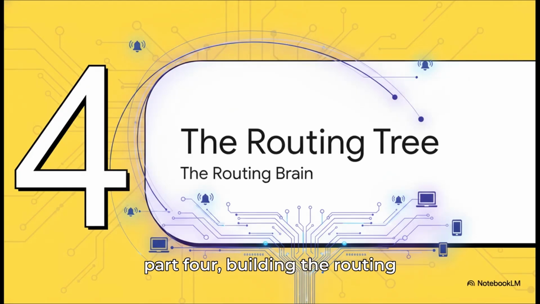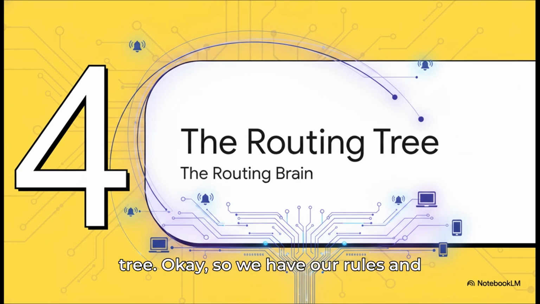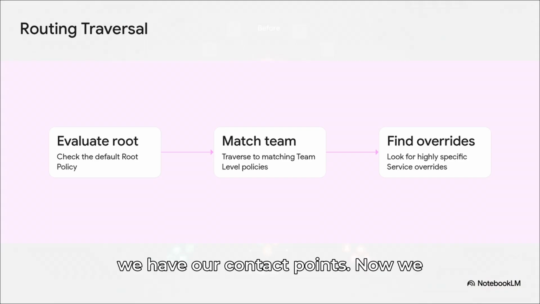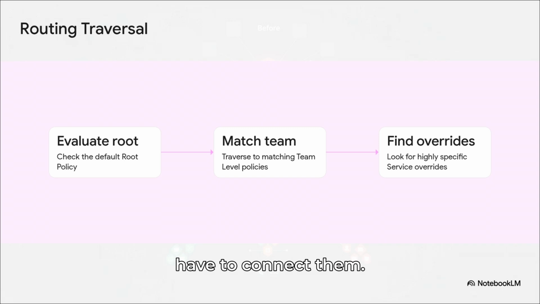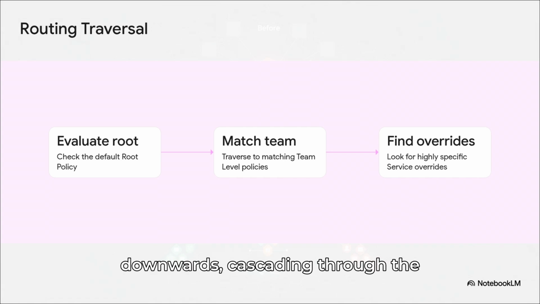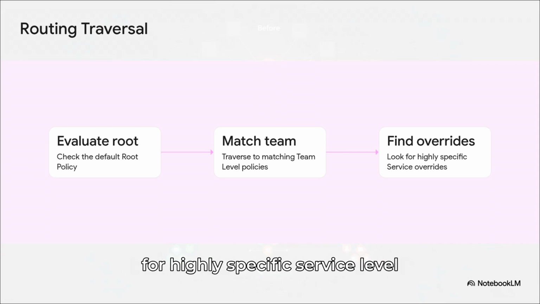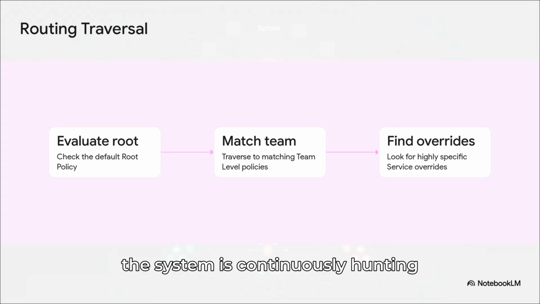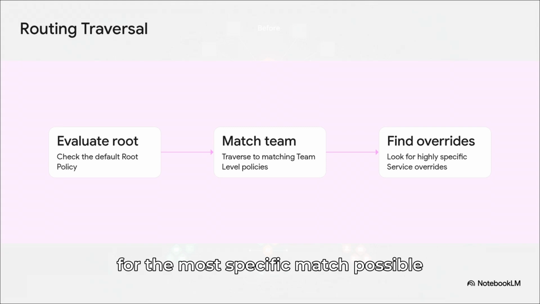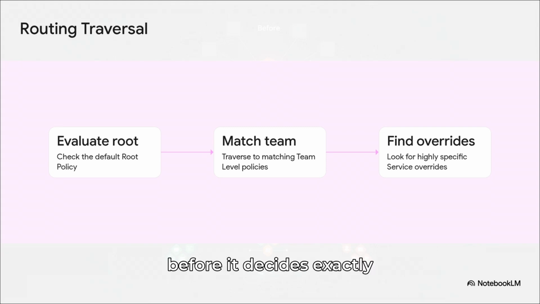Which brings us to part 4, building the routing tree. Okay, so we have our rules and we have our contact points. Now we have to connect them. Grafana uses this really elegant hierarchical tree structure for routing. When an alert fires, it drops in right at the top, the default route policy. From there, the routing engine traverses downwards, cascading through the branches. It looks for a matching team-level policy. And if it finds one, it looks even deeper for highly specific service-level overrides. Essentially, the system is continuously hunting for the most specific match possible before it decides exactly where to send that alert.